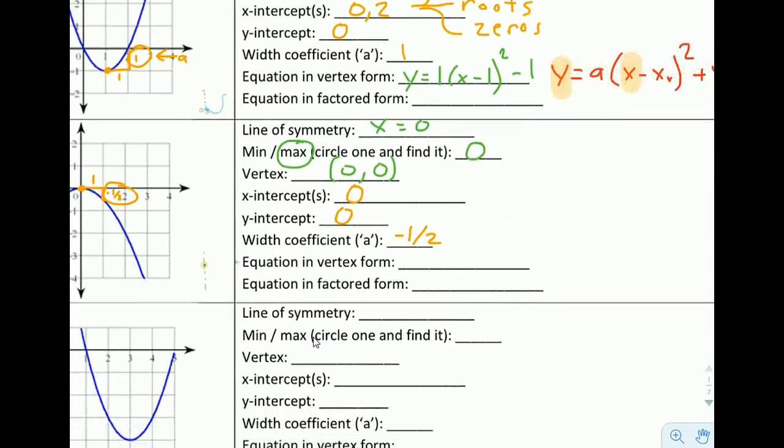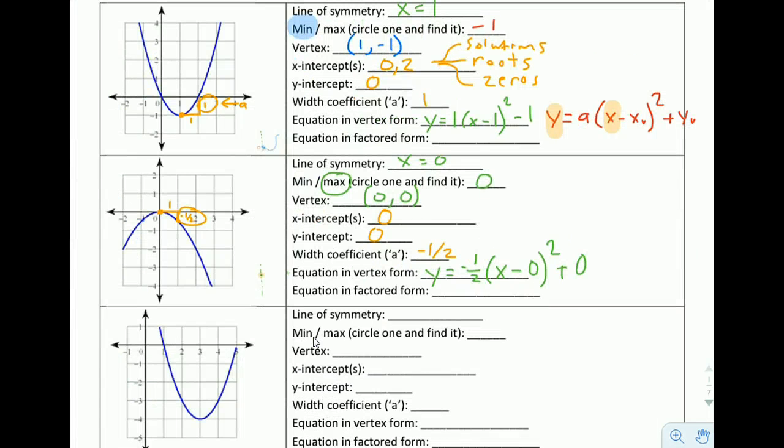So going back to the format that we used above, y equals a, so that's going to be my -1/2. So y equals -1/2 times x, I literally write x, minus my x coordinate, which in this case up here is 0. So x minus 0, I square that, and then I need to add on the y coordinate, and the y coordinate of my vertex up here again is 0, so plus 0.